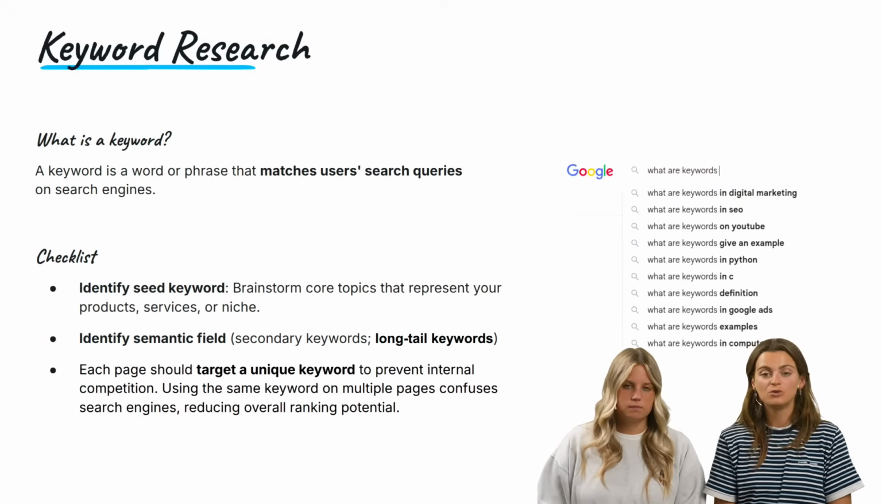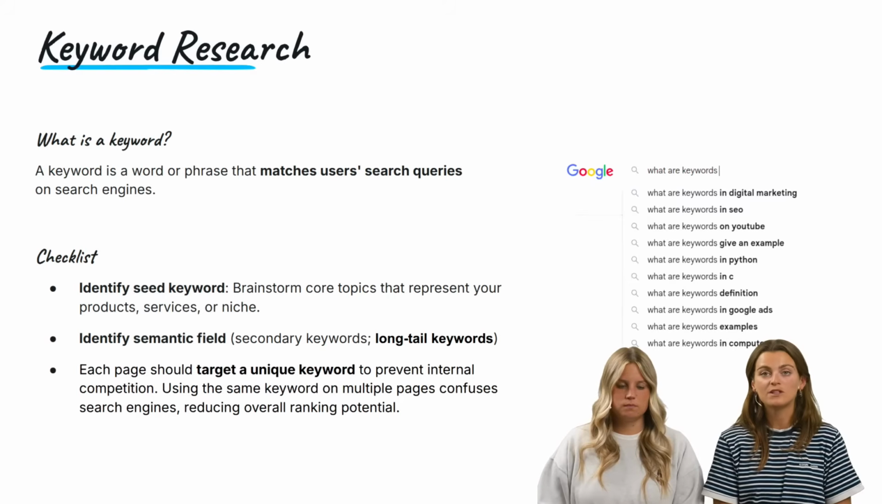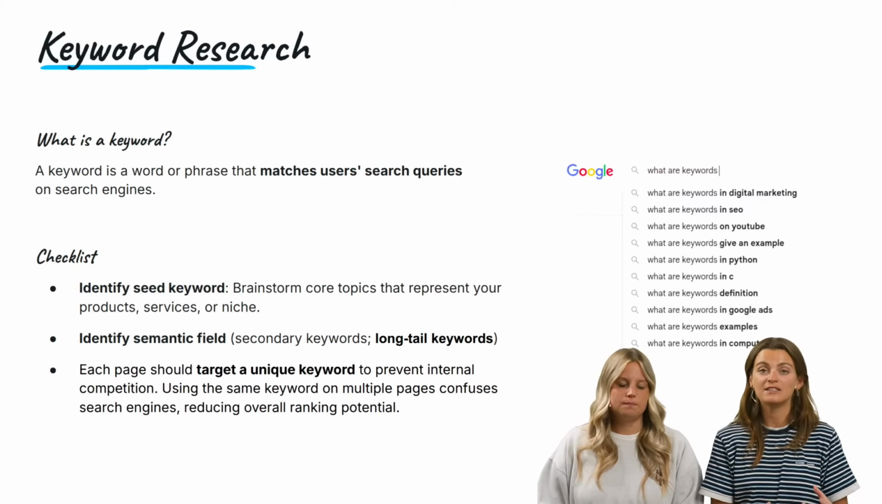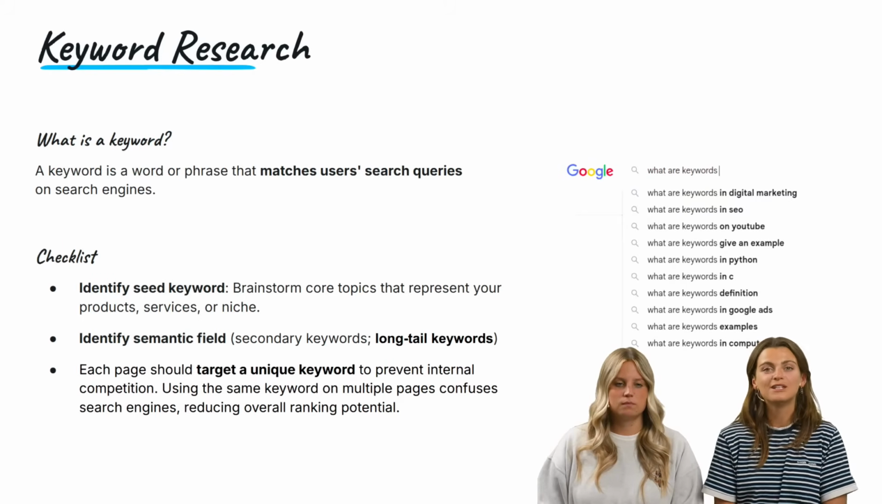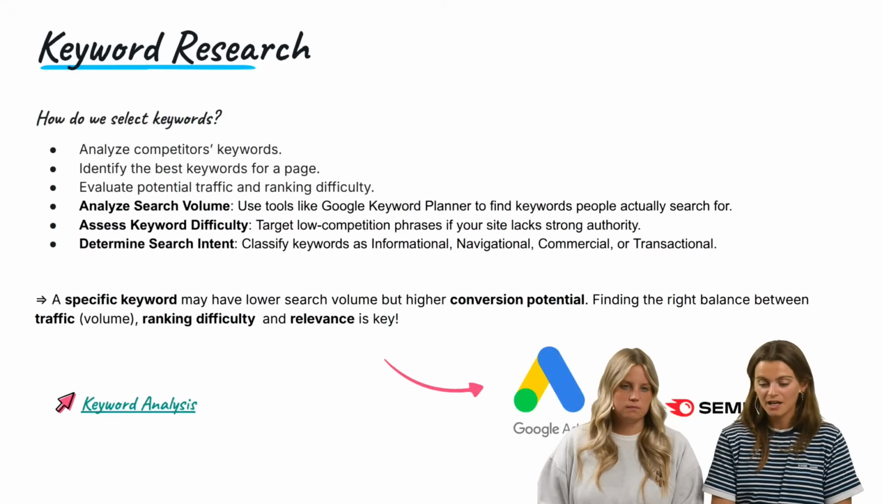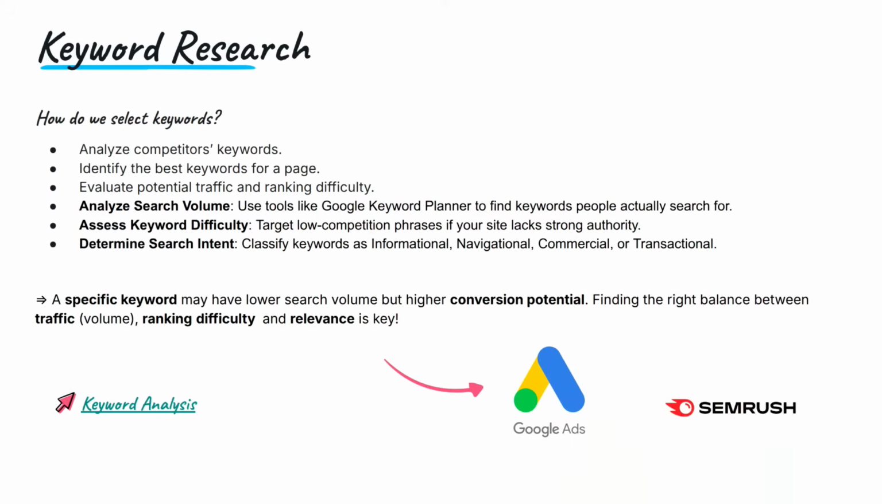So the goal is to make sure one page talks about one topic, and if it's not the case, then merge the content. Otherwise, you might have what we call cannibalization between 2 pages within your own website. So it's a bit of a shame because you're reducing ranking potential for both of those pages. So now, how do we select those keywords?